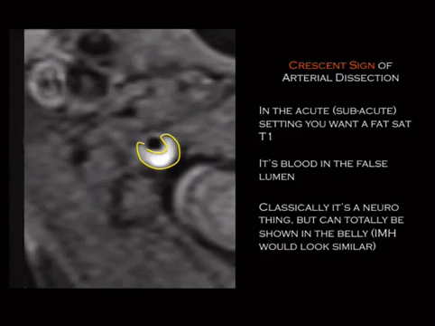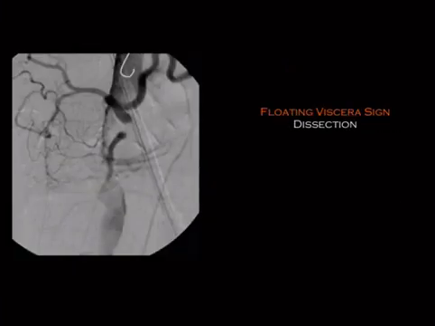Another way dissection can be shown is with angio. This is the so-called floating viscera sign, where you've got the catheter within the true lumen, and it looks like the mesenteric vessels are just floating, like they're coming off of nowhere, supposedly floating. Now, what you probably wouldn't see, because the catheter is in the true lumen, is opacification of the left renal artery. Because remember, that comes off the false. Usually, not always.